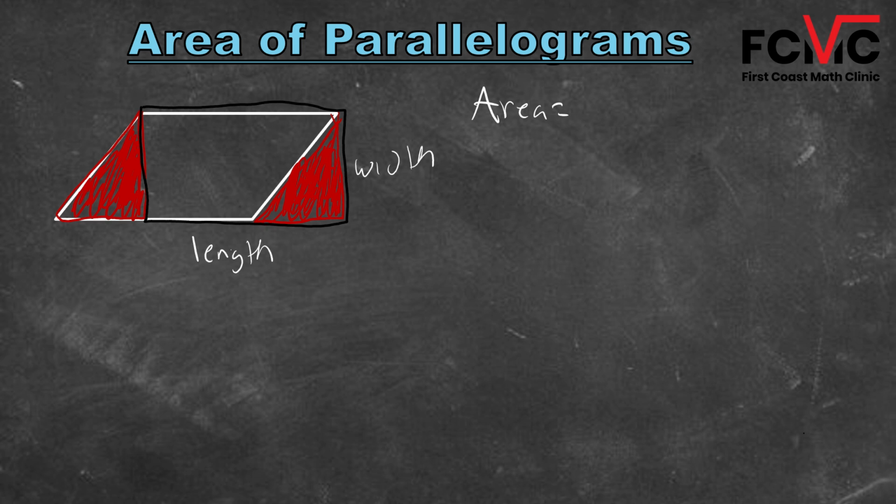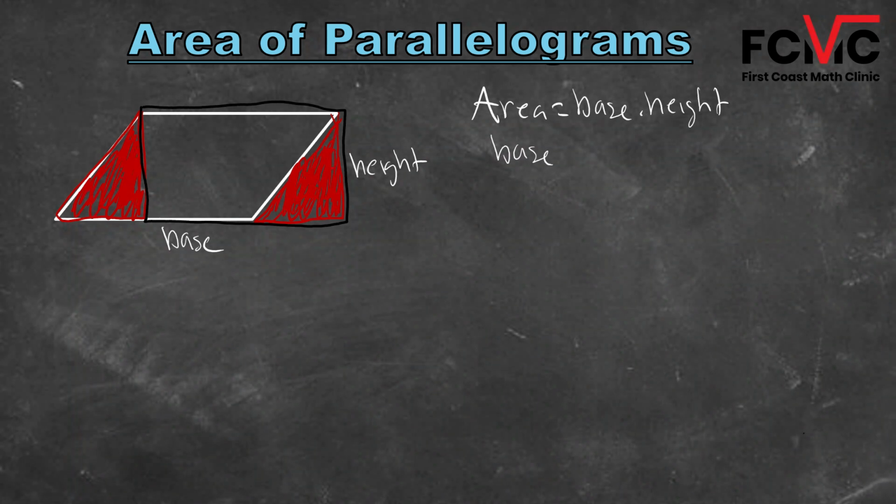But if it's a parallelogram, we're not going to call them length and width. We're going to call the length our base, and the width the height. So this is going to be base times height. The main relationship between base and height is that our base has to be perpendicular, and this upside down T is our perpendicular symbol, to our height.